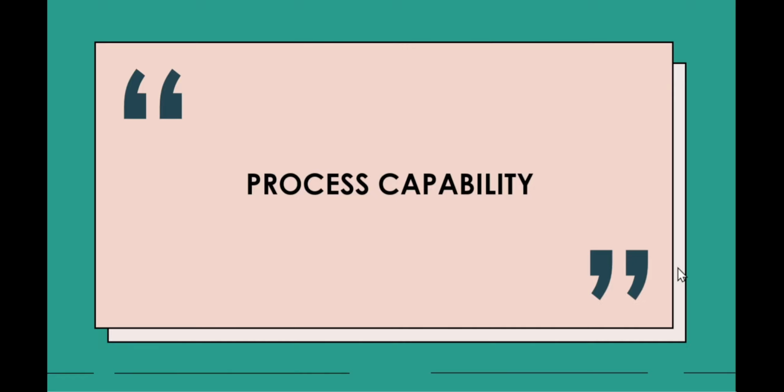Next, we move to the process capability part. Process capability is an analysis that helps organizations to understand whether their processes are capable of meeting customer requirements. It enables them to make data-driven decisions to improve process, reduce variation, and enhance product and service quality. By focusing on process capability, organizations can strive for continuous improvement, reduce defects, and enhance customer satisfaction.